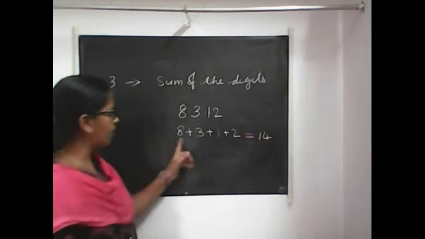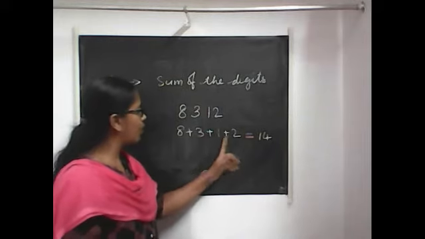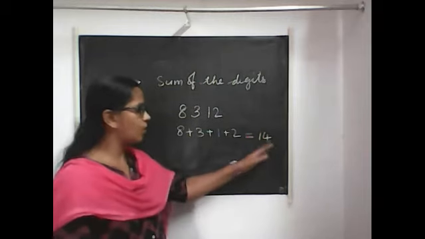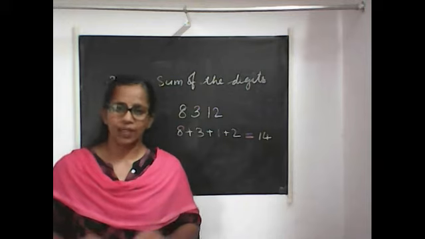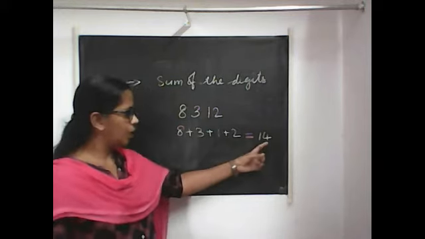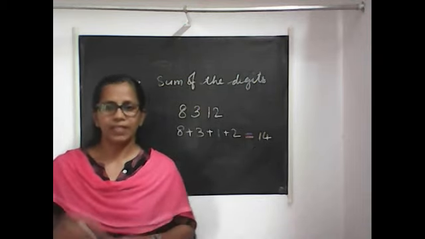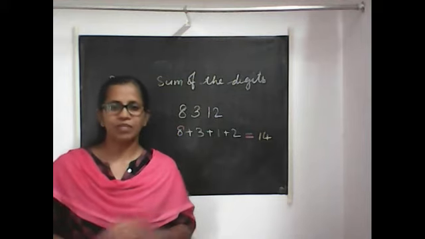See, 8 plus 3 is 11. 11 plus 1 is 12. 12 plus 2 is 14. So, we got a sum 14. First, you have to find out the sum of the digits. Second thing, after getting the sum, look at the sum. Is this sum in 3's table? That means, is the sum divisible by 3?